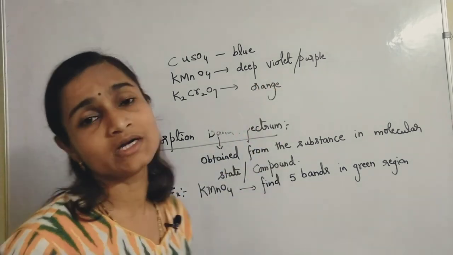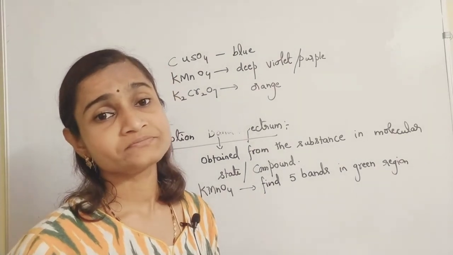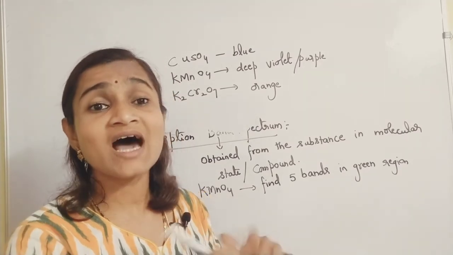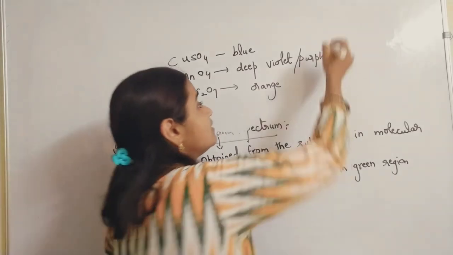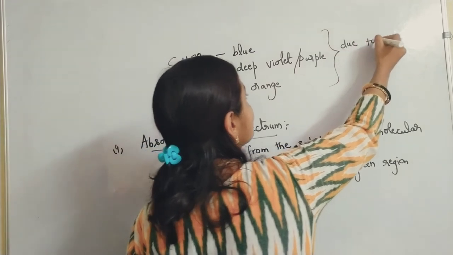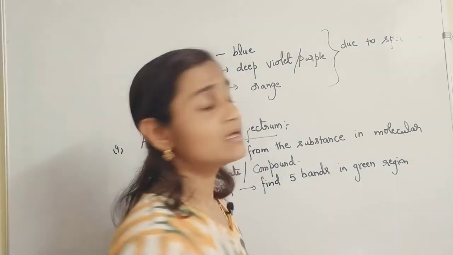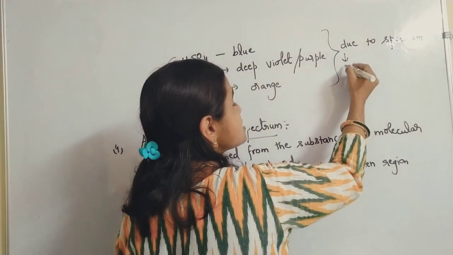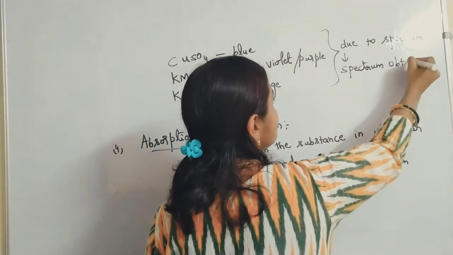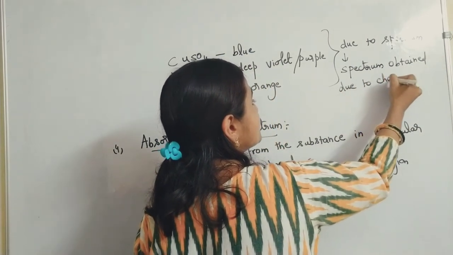The color of the salts is also based on the spectrum only. Now this color is because of another type of spectrum which is called charge transfer. The colors exhibited by these salts are also due to spectrum only. What type of spectrum do you call it? It is the spectrum obtained due to charge transfer.